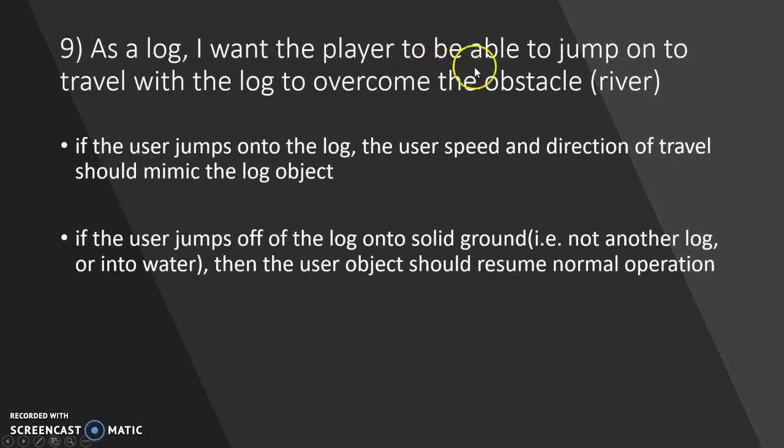As a log, I want the player to be able to jump onto to travel with the log in order to overcome the obstacle. If the user jumps onto the log, the user speed and direction of travel should mimic the log object. If the user jumps off the log onto solid ground, then the user object should resume normal operation.